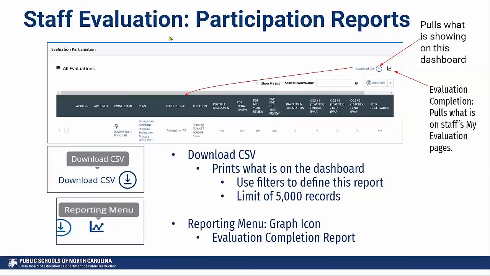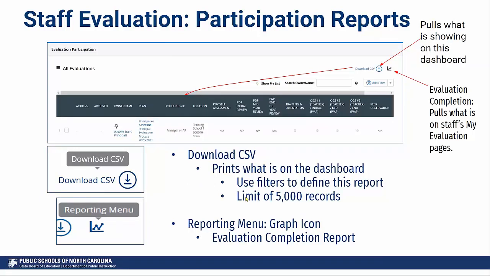So on the staff evaluation plan, you will find two different kinds of reports. There's this download CSV report. It looks like this icon here. And then there's a little graph icon that has a reporting menu in it. So the download CSV prints what is on the dashboard. So you can use filters to define this report. We're going to look at that.